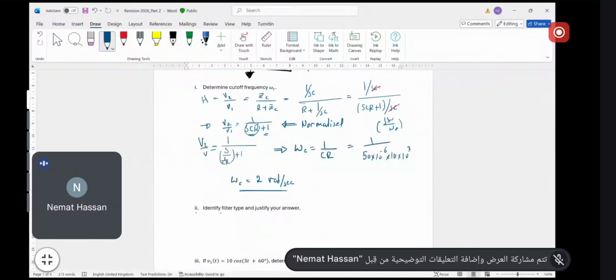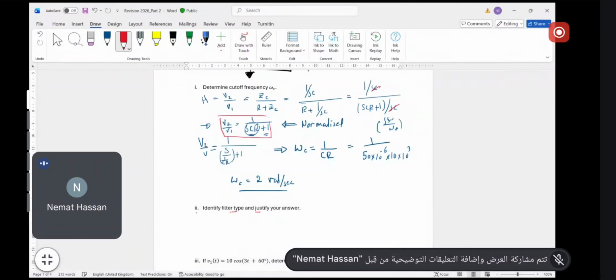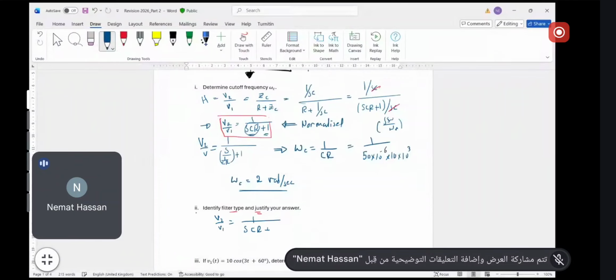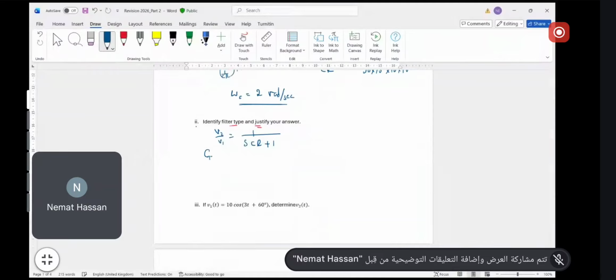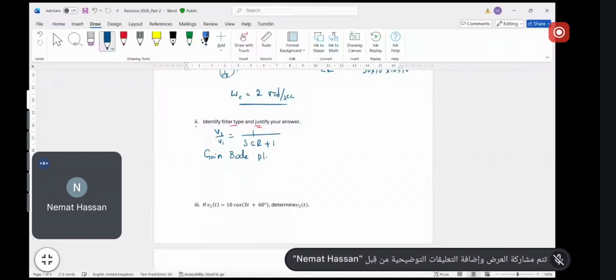Right, great. Now the second thing is you'll notice that part 2 depends on part 1. When you say identify the filter type, we'll have to go back to the part you already derived in part 1. So if you look here, what is the filter type, and justify your answer. Your justification would be that the filter transfer function V2 over V1 is 1 over SCR plus 1, which we derived in part 1. And then we can plot the gain of the filter. So step 2, plot the gain of the filter. The plot will be as follows. You have only one pole, right? There are no zeros.